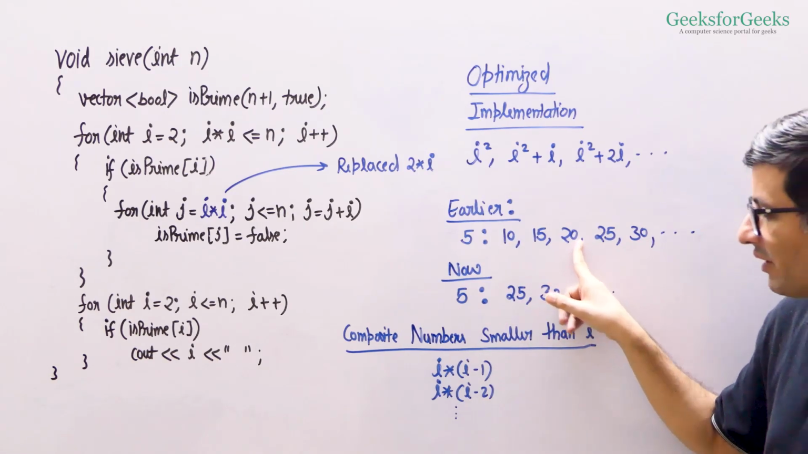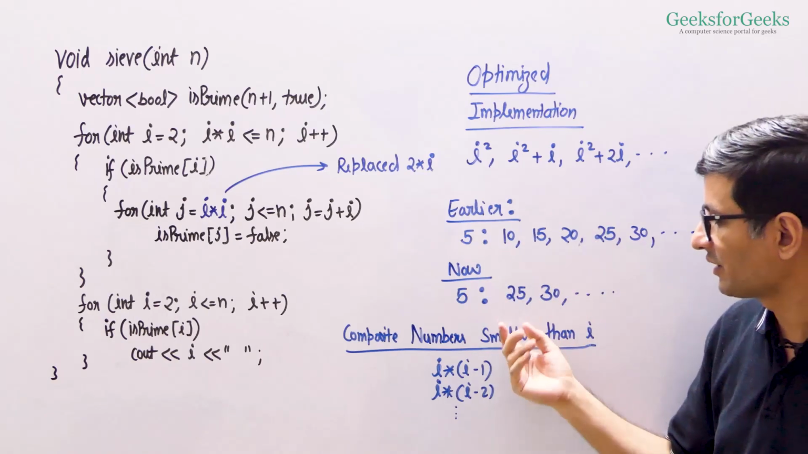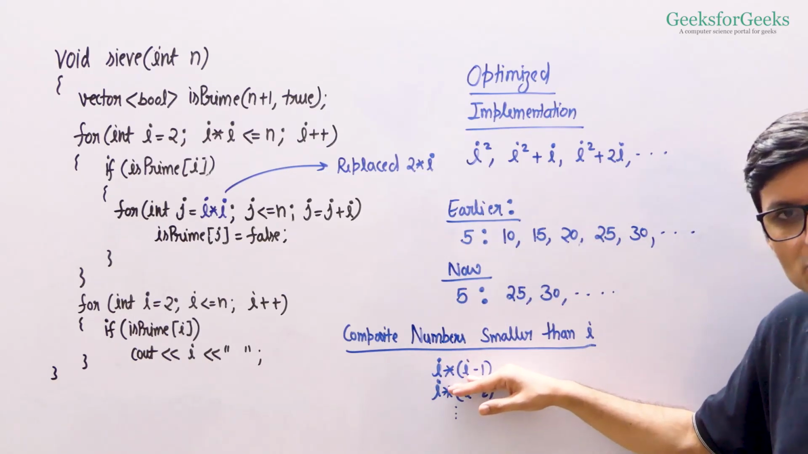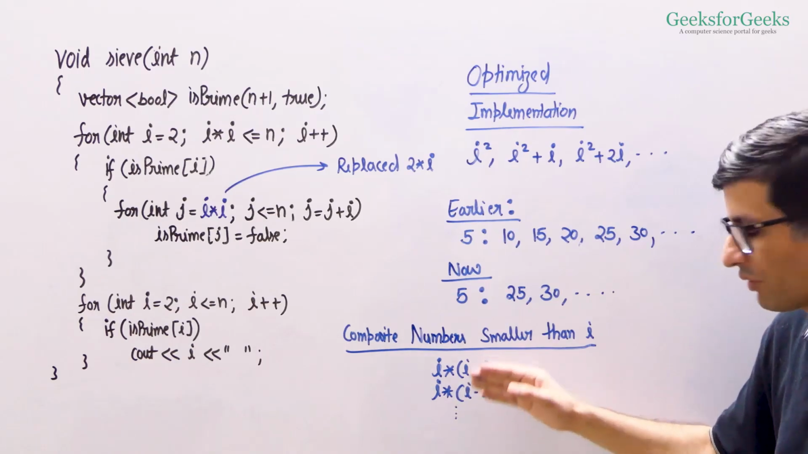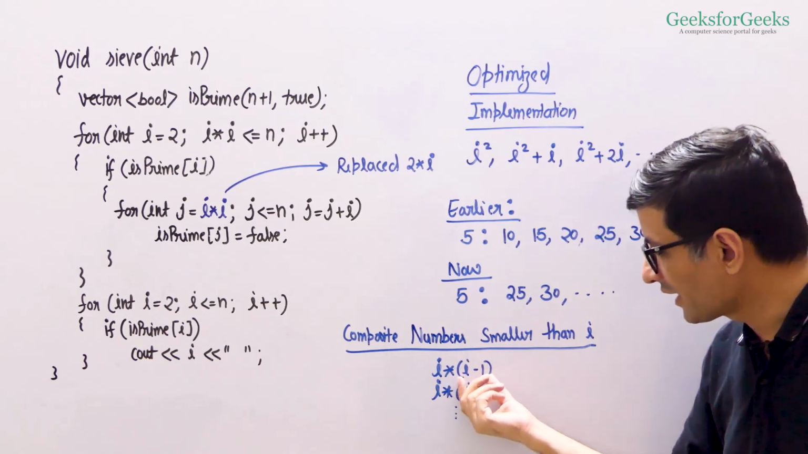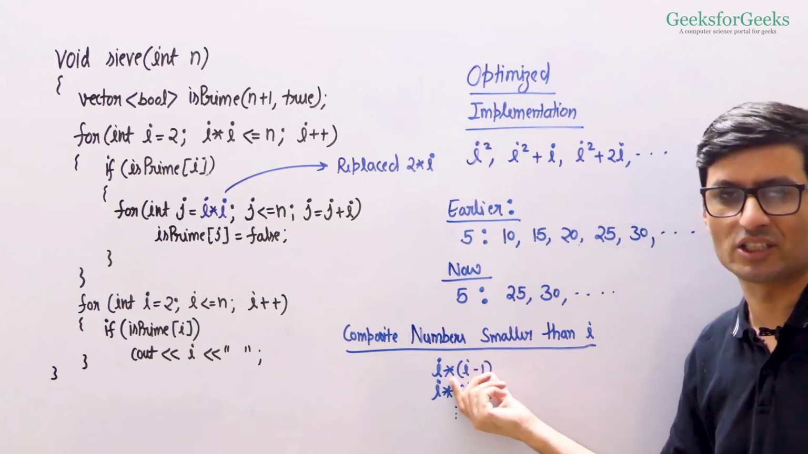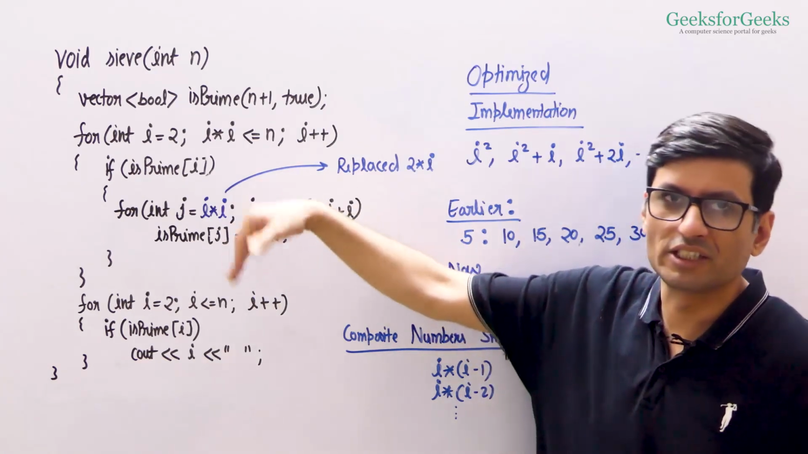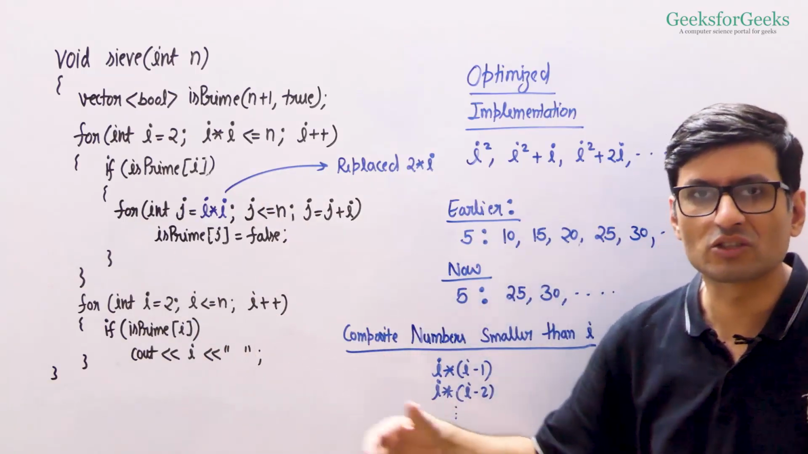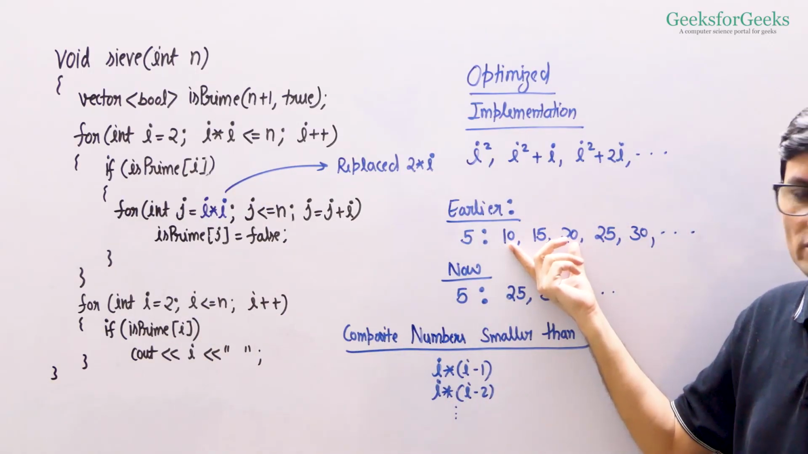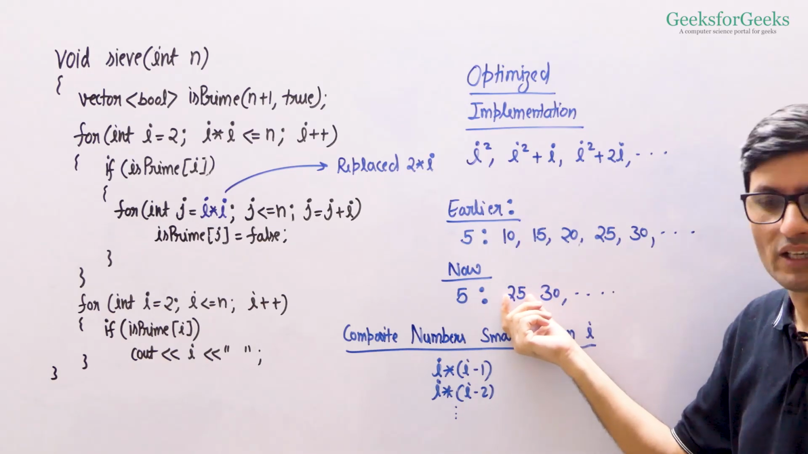The reason is simple. If there are composite numbers smaller than i square, then they will be of the form i into i minus 1, i into i minus 2, one of these forms, or i into i minus 3, which means they have a smaller divisor as well. And these smaller divisors are already considered in the earlier loops. So there is no point remarking or marking those numbers again as false. So that's why we begin with i square.